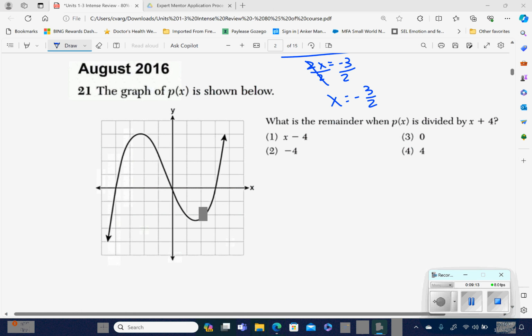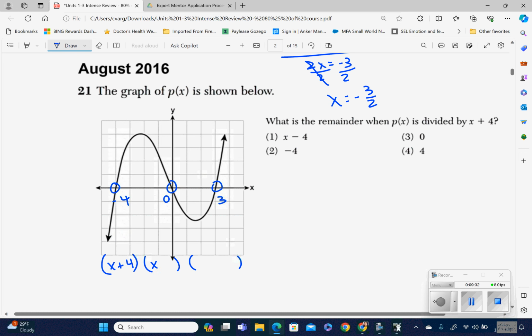All right, so this next one, let's talk about zeros. The zeros are right here. They are at -4, 0, and 3. So if I said to you, what are my factors? I would take those 3 numbers right there and switch the sign. So this is going to be x plus 4, x plus 0, which is just x, and x minus 3. Basically switch the signs.